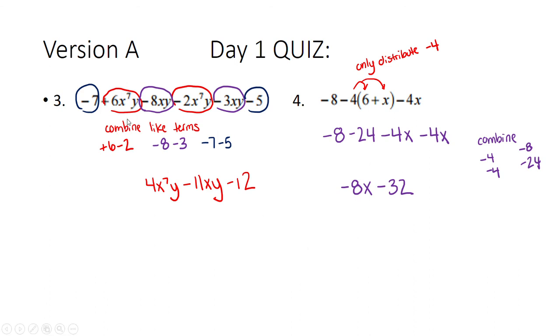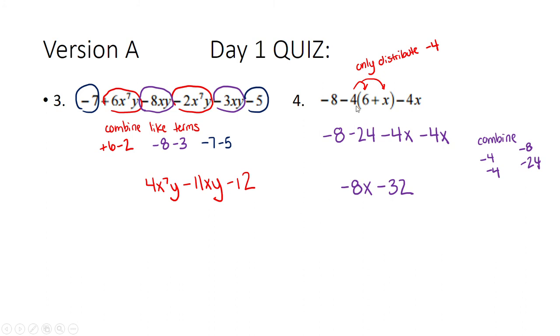This one has 3 different like terms. It has the one that is x to the 7th power y, so you take the positive 6 minus 2, and that becomes 4x to the 7th power y. Then you combine your xy's that don't have exponents, and that's negative 8 minus 3, which is negative 11xy. Then you combine your negative 7 and your negative 5 because they're your whole numbers without variables, and that's negative 12. That's your final answer.